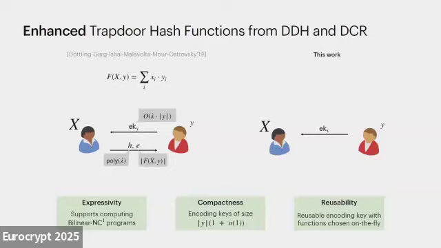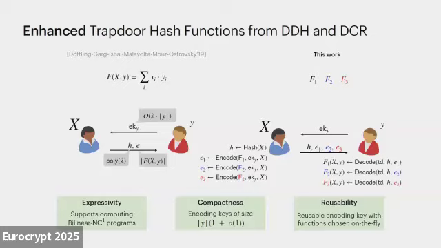sends an encoding key, which encodes some input y, and then later they decide on functions f1, f2, f3, Alice can use the same encoding key to compute hints for all these functions. And once she sends the hash and the hints to Bob, he can compute the output for all the functions.